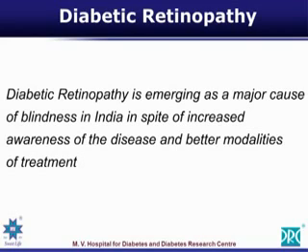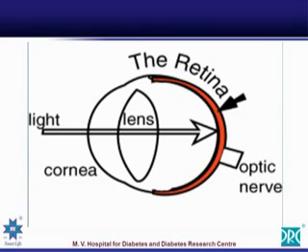Diabetic retinopathy is emerging as one of the most important and dreaded sight-threatening complications, not only in the advanced countries but also in India. This is happening in spite of an increase in the awareness of the disease which is present in the public, with the doctors, with the diabetologists, and also in spite of the better modalities of diagnosis and treatment. This diagram shows a small picture about the eye.